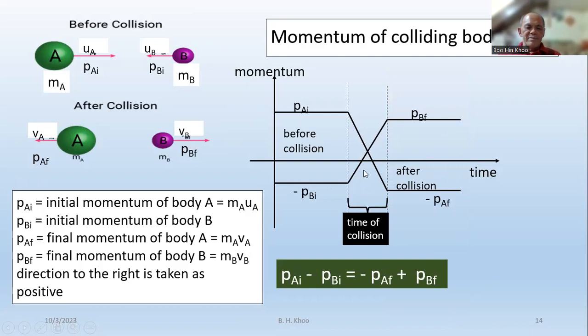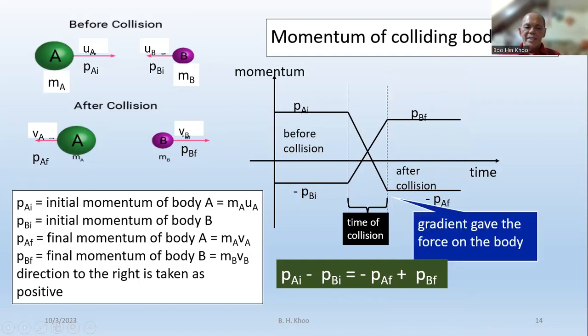Okay, so we can write it down. These two add together. This one minus that one, this one minus that one, minus plus that one. That's the final momentum. The gradient gives the force on the body.